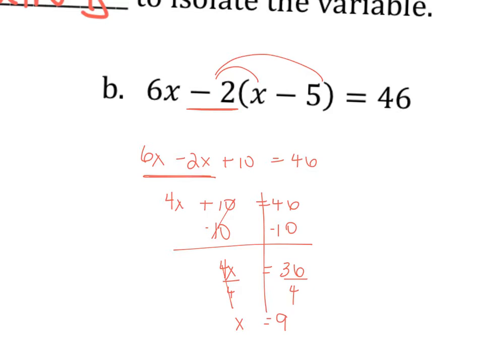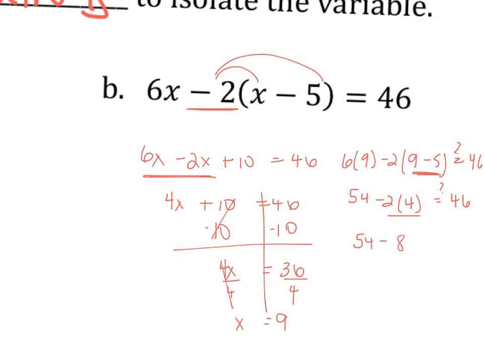Okay, so then when we plug that into the original to check it, everywhere we see an x gets that 9. So I'm just going to rewrite this exactly like I see it, but in place of the x, I'm going to put a 9. Little question mark here. Okay, so 6 times 9 is 54. Remember, we do parentheses first, so minus 2 times 4. So we have subtraction and multiplication. We're going to do the multiplication first. So 54 minus 8. Does that equal 46? Yes, it does. So 9 is going to be our answer.